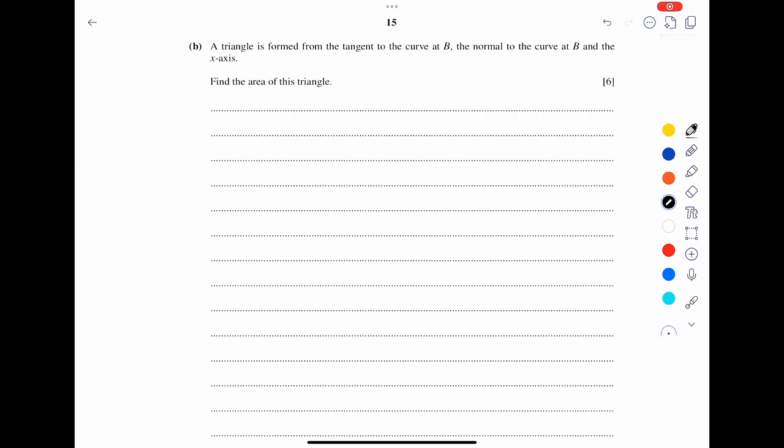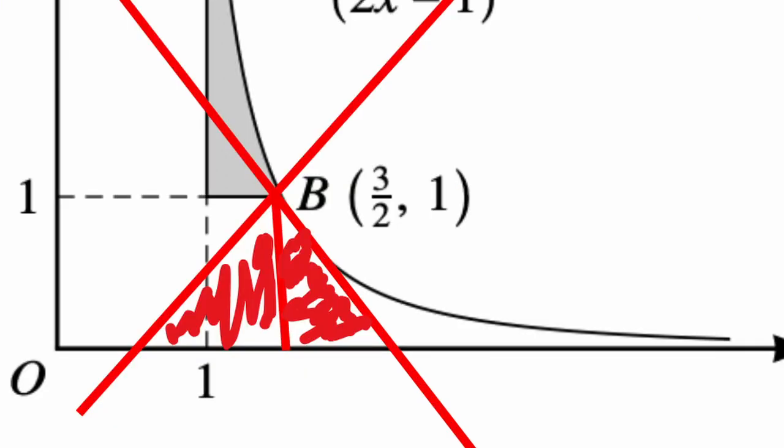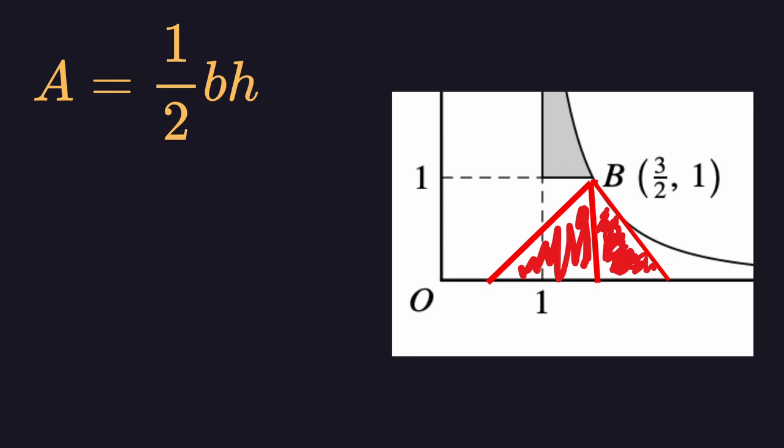Alright guys, now for number 10b, it tells us that a triangle was formed from the tangent to the curve at B, the normal to the curve at B, and the x-axis. Given this triangle, it now wants us to find the area of it. So how does that work? How does one find the area of a triangle anyway? Well, its area is equal to half base times height.